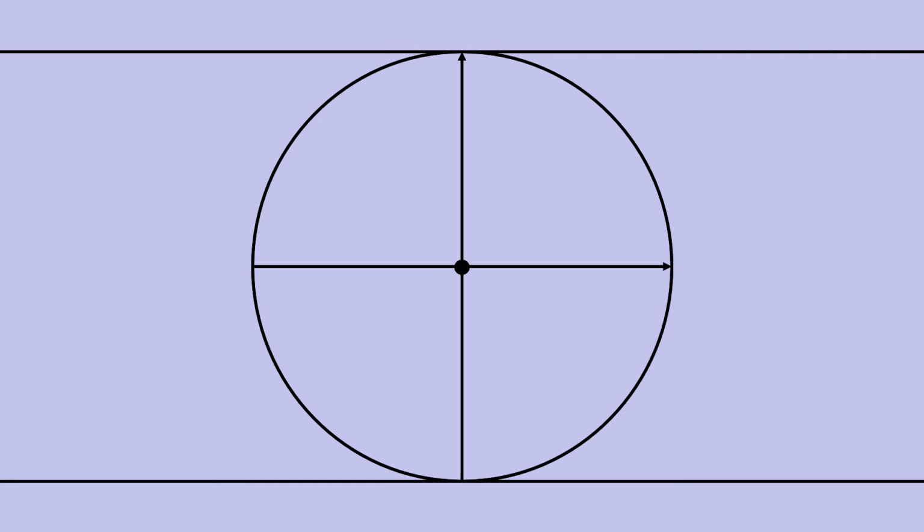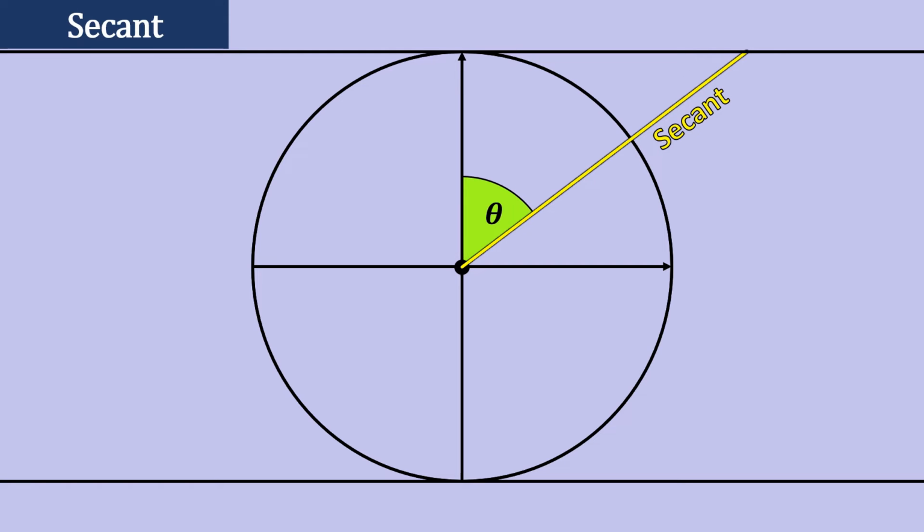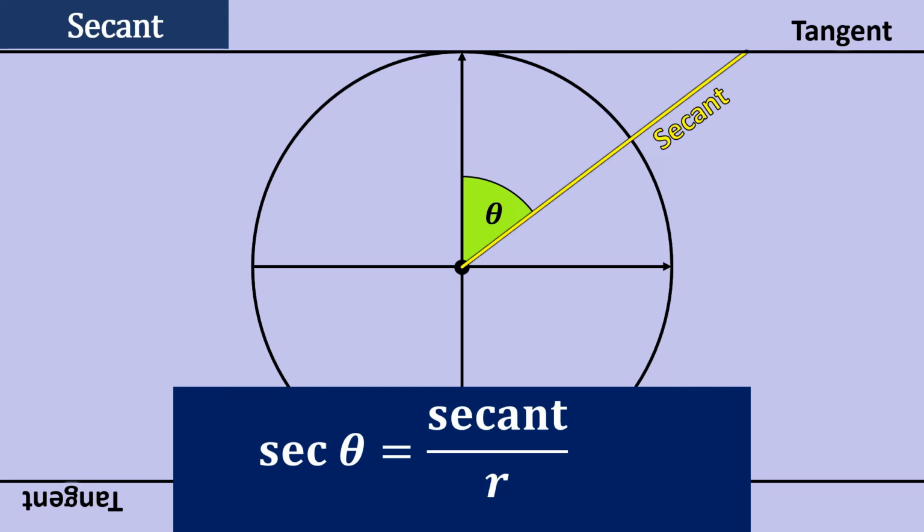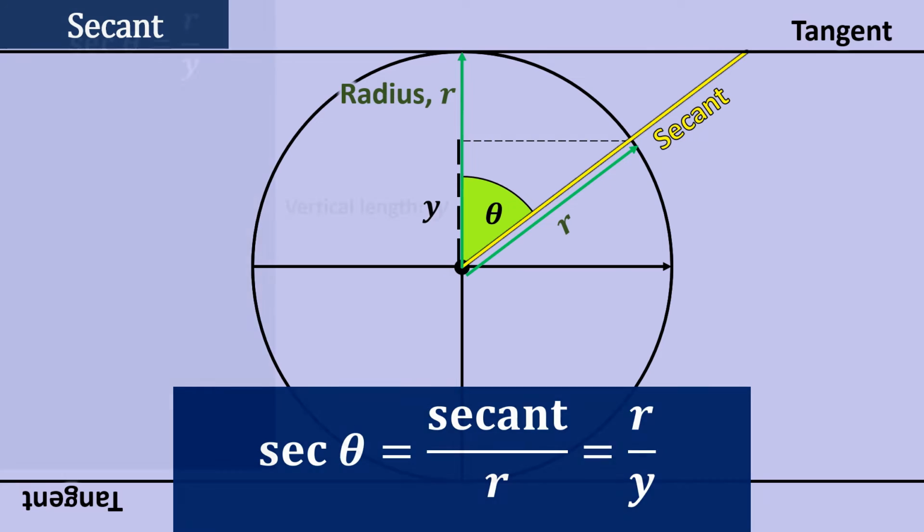A line that is drawn inside and outside a circle is called a secant or secant line. In this case, the secant touches the tangent line at the top. The secant of this angle is equal to the length of the secant line divided by its vertical length, which is the radius. The secant and its vertical radius have the same ratio as the radius and its own vertical length. So that is r over y.